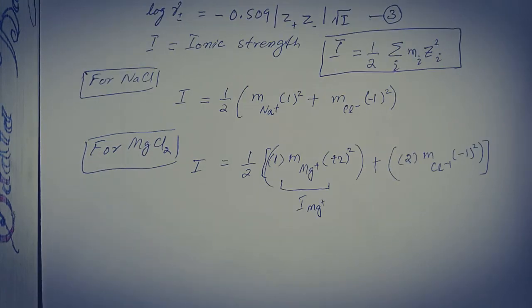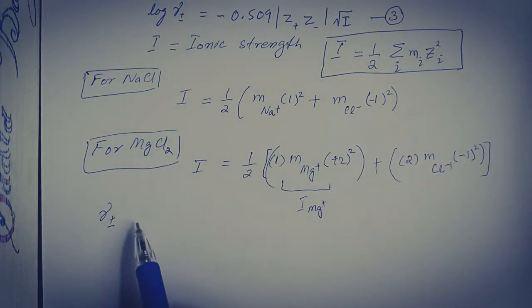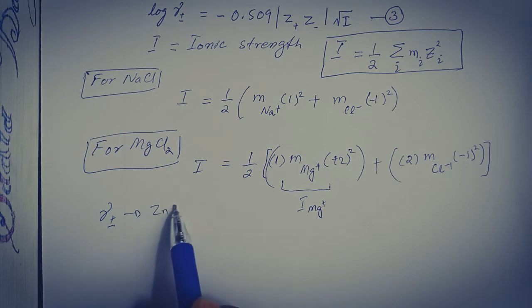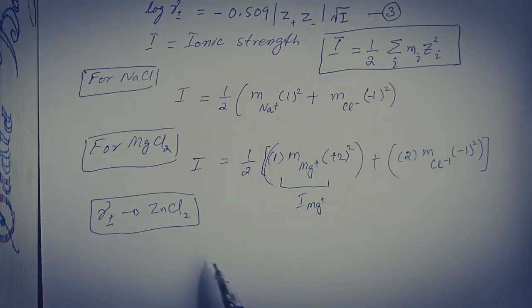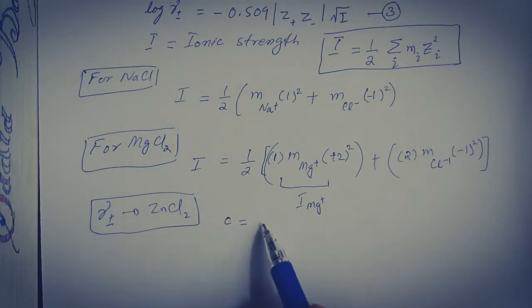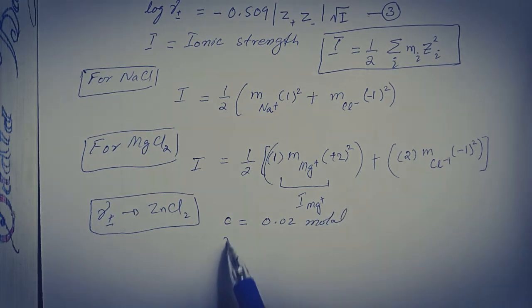Now let's calculate the activity coefficient for zinc chloride. For example, if we are going to take the concentration that is equal to 0.02 molal, and we need to calculate the activity coefficient.